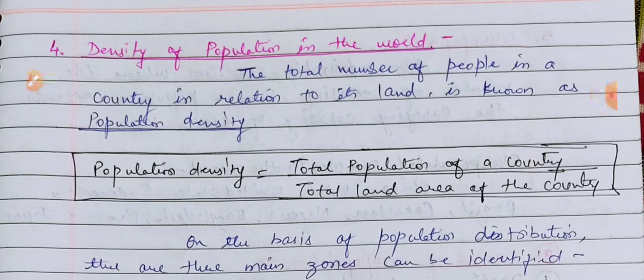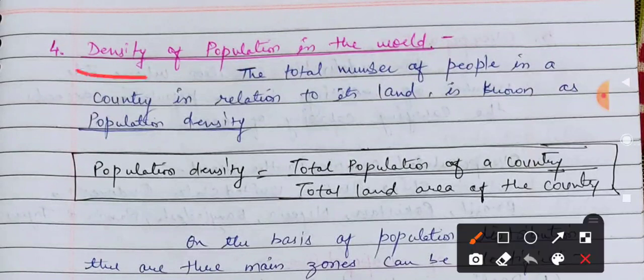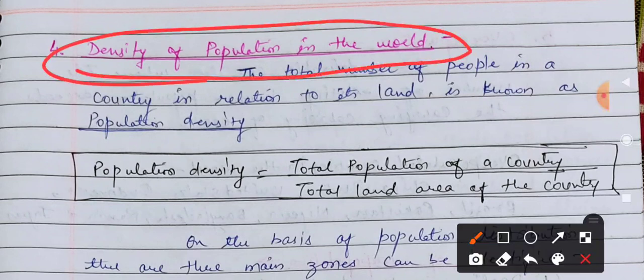Last time we started chapter number 2, which is called population dynamics. In the last two videos we have already covered its introduction, the factors affecting the size of the population, and the distribution of population in the world. Today, the fourth topic is called density of population in the world.